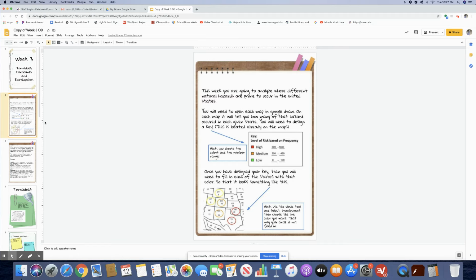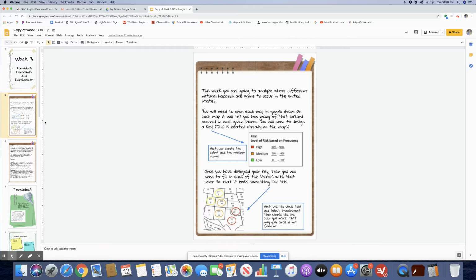Now, basically, you need to open up each one of the maps in Google Draw, and you guys know how to do that. You've done that for all the other teachers. On each map, it'll tell you how many of that particular type of hazard. So let's say you open up the tornado map first, which is the first one we're going to put there for you. Okay, it'll tell you how many tornadoes have occurred in each state.